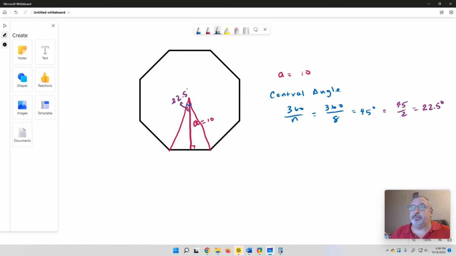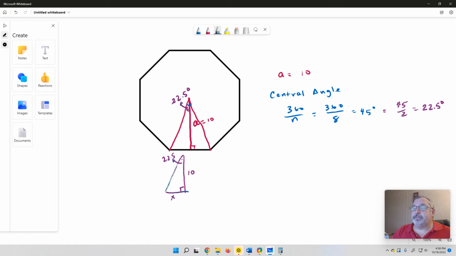So that's 22.5 degrees. Now once I have that, I'm going to focus just on that triangle. So let me draw that triangle out. So we're focusing just on that triangle. So there's my right angle. That's my angle that I'm focusing on, which is 22.5. And I want to find this value. I know that this is 10.